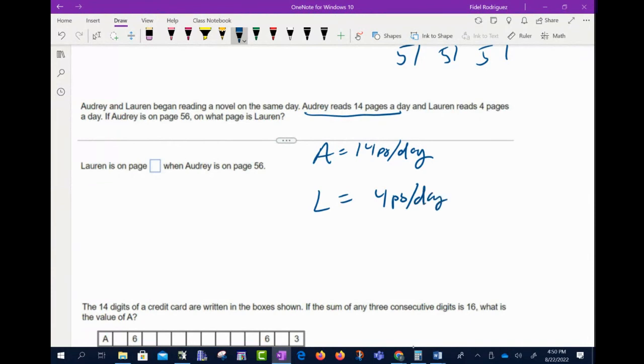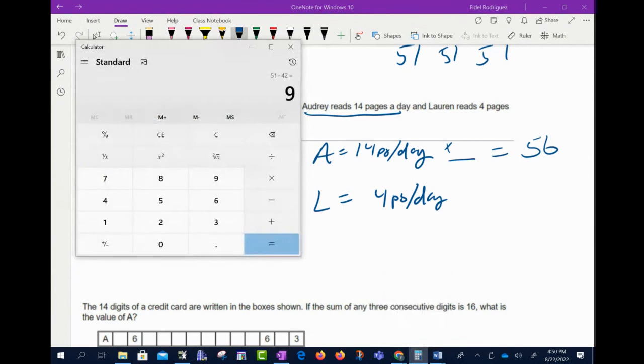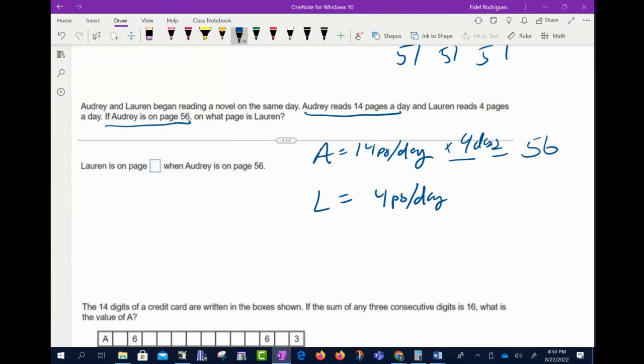Okay. Now, we know that Audrey's on page 56. So she's on page 56. I'm trying to figure out how many days did she read to get to 56? Well, we could take 56 and divide it by 14, and it took her 4 days to get there. Okay. Now remember, they started reading on the same day, so we know that's going to be 4 days as well. So she's going to be on page 16, right? So Lauren will be on page 16 when Audrey's on page 56, okay?